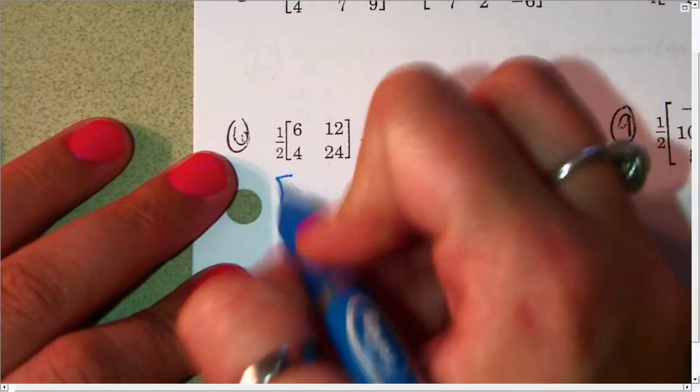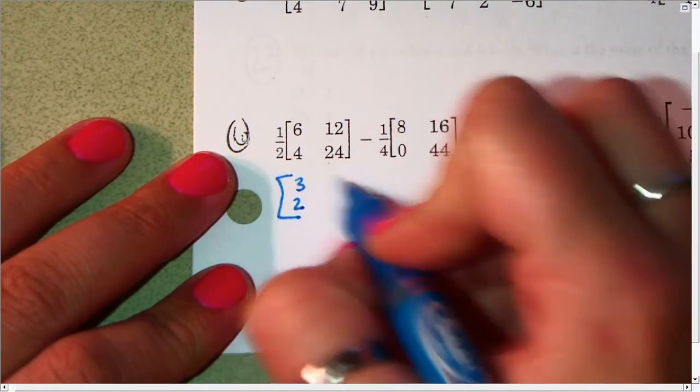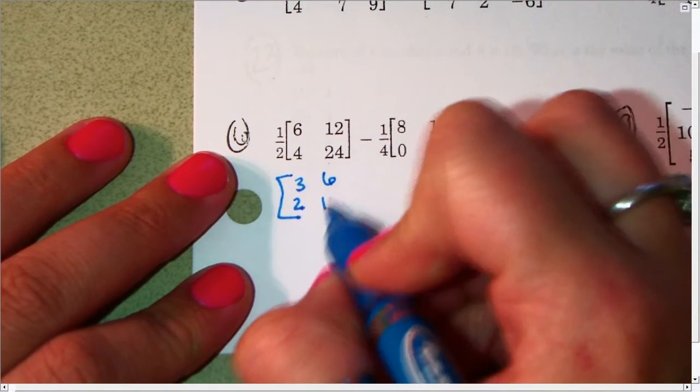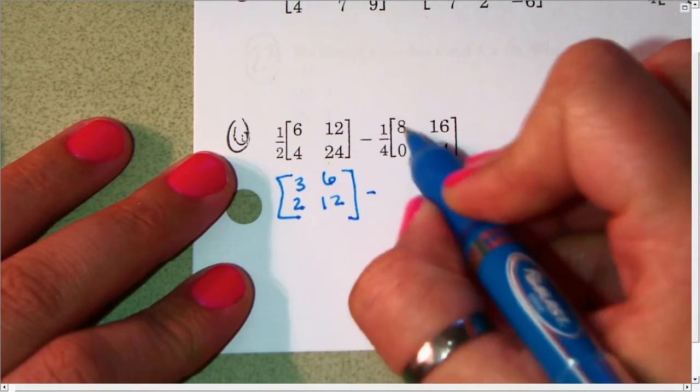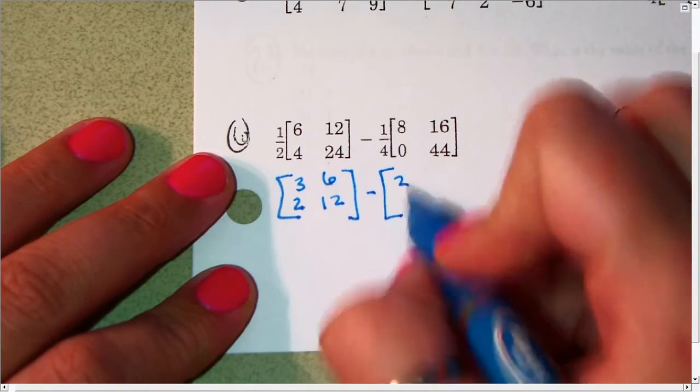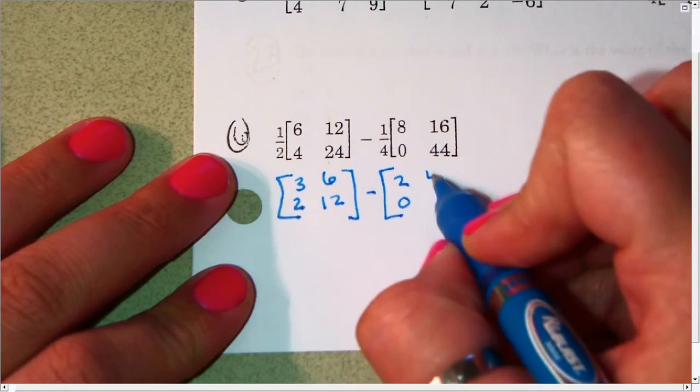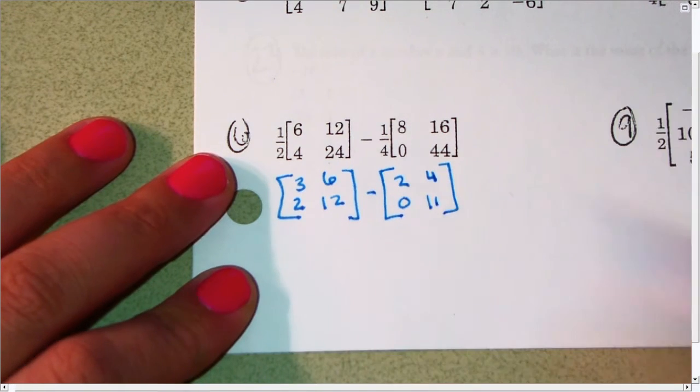Half of 6 is 3. Half of 4 is 2. Half of 12 is 6. Half of 24 is 12. 8 divided by 4 is 2. 16 divided by 4 is 4. And 44 divided by 4 is 11.